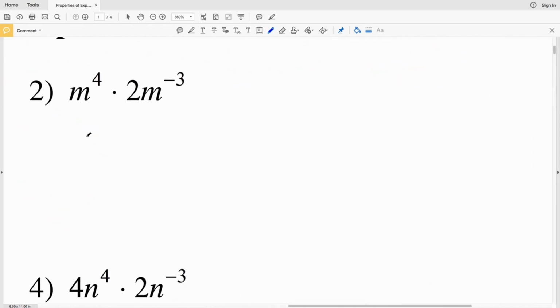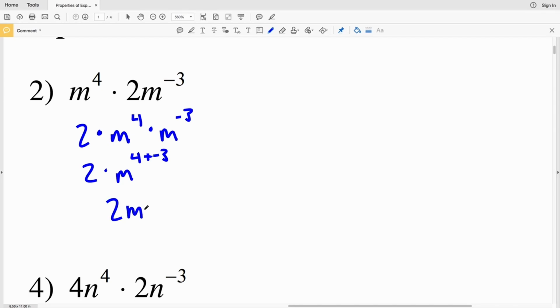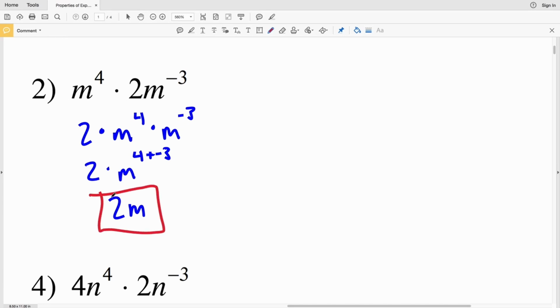In number 2, I'll rewrite this as 2 times m to the 4th times m to the negative 3. So that's 2 times m to the 4 plus negative 3, or 4 minus 3, which is 2 times m to the first, and m to the 1 is simply m. So 2m is the solution in number 2.